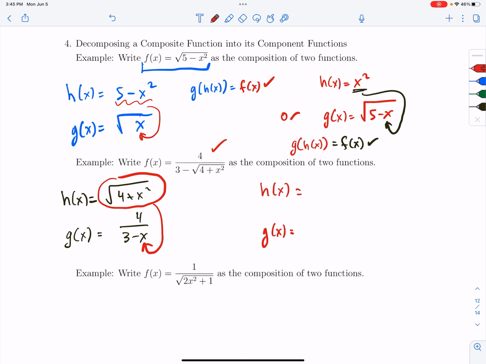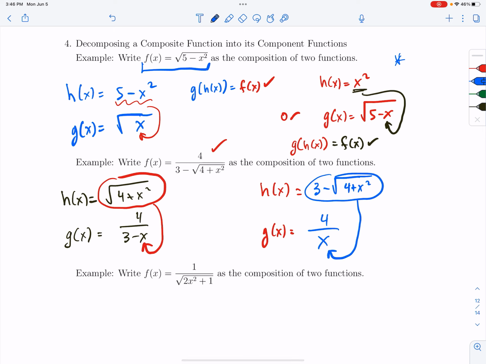We can do it much like we did the one up above, where we said h of x is just x squared. But another way we could do this is by letting h of x be 3 minus the square root of 4 plus x squared, and then letting g of x be 4 over x. If h is getting input, I would take this and put it right down in the denominator, and that would give me what I started with.